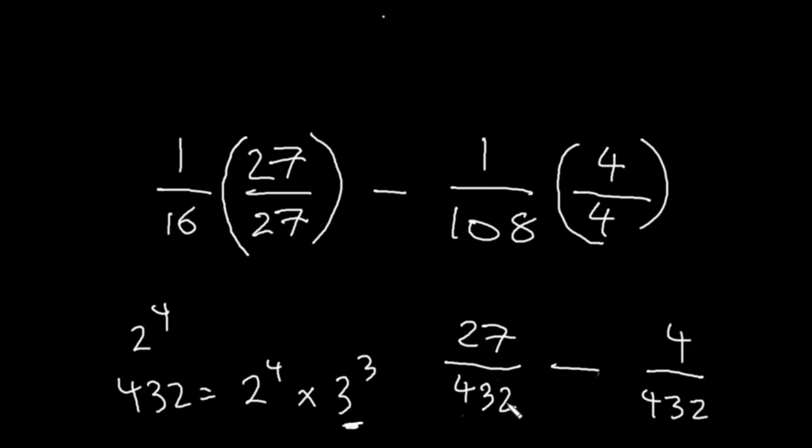So we have 27 over 432, and we have minus 4 over 432. So our common denominator would be 432, and then we'll simply say 27 minus 4, which is 23, and there's our answer, 23 over 432.